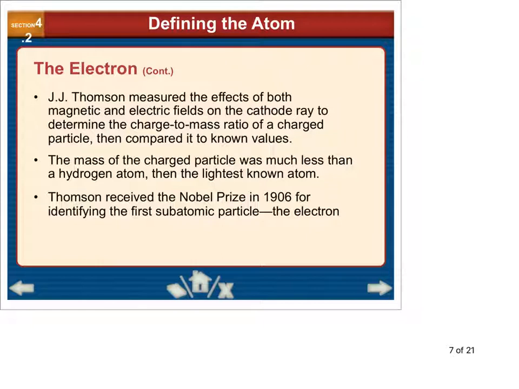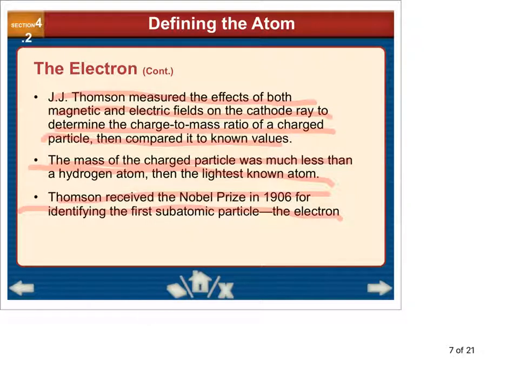J.J. Thomson did some work with the cathode ray tube, and he was able to determine the charge to mass ratio of a charged particle compared to known values, and figured out it was much less than a hydrogen atom, the smallest known atom. And doing this, he figured out the first subatomic particle, the electron.